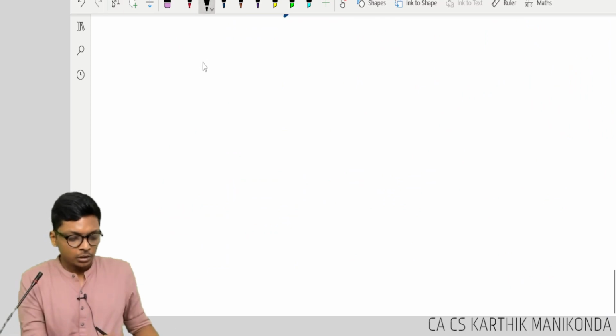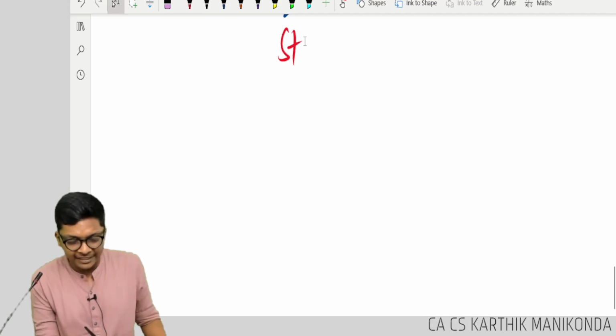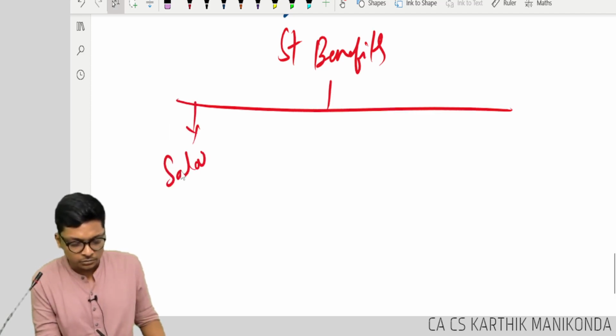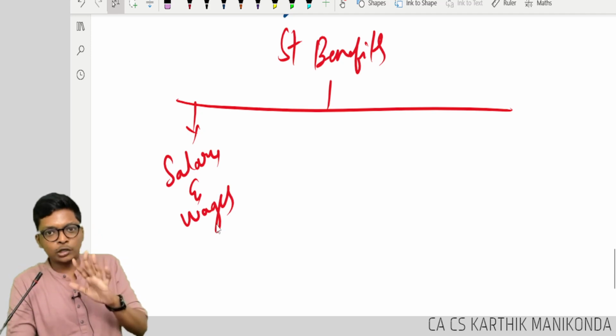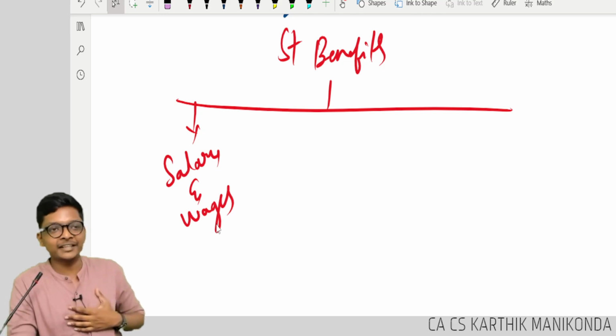Now, short term benefits. The first thing that came to your mind when I said short term benefits, what is the first thing that came to your mind, guys? Salary and wages. Before I teach you accounting for this, the accounting is what you already know. What is the accounting for salary, wages?